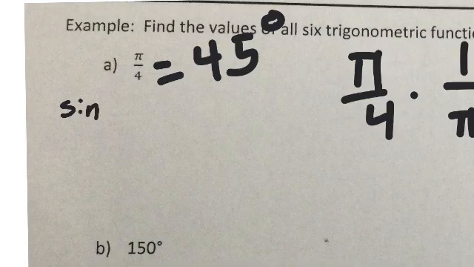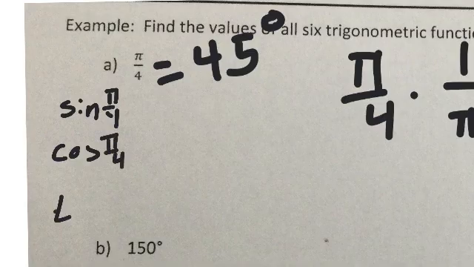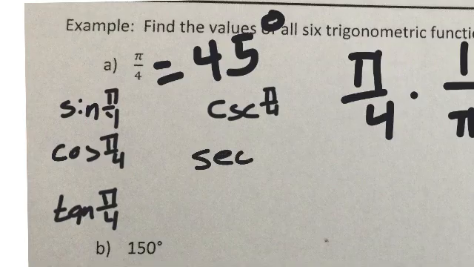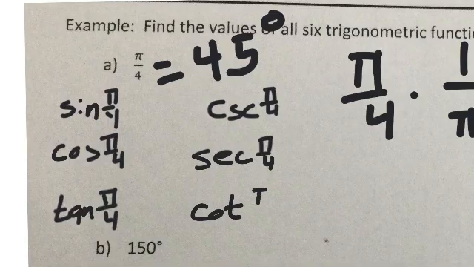So I'm looking for sine of pi over 4, cosine of pi over 4, tangent of pi over 4. Okay, then I go, the reciprocal of sine is cosecant. So I'm looking at cosecant of pi over 4. The reciprocal of cosine is secant. So that's secant of pi over 4. And the reciprocal of tangent is cotangent of pi over 4.